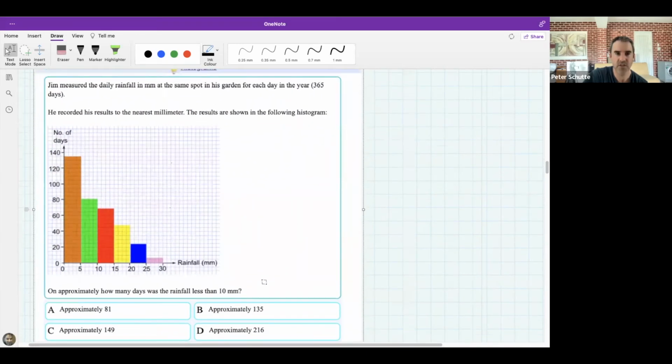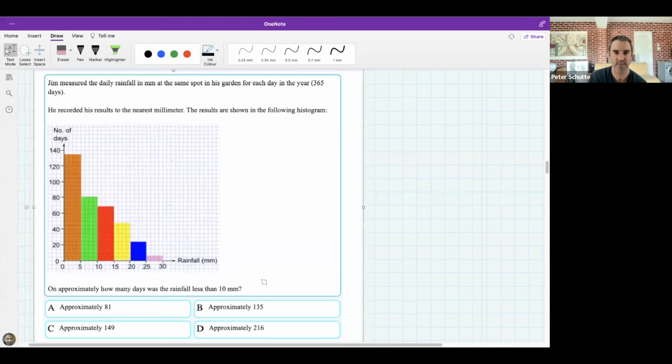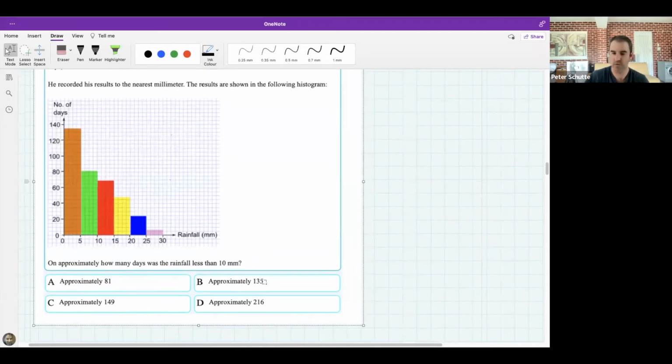Okay, so Jim measured the daily rainfall in millimeters at the same spot in his garden for each day in the year. So this is rainfall. He recorded the results to the nearest millimeter. Results are shown in a histogram. How many days was the rainfall less than 10 millimeters? And approximately how many days, and then which of the four options are you going to go?